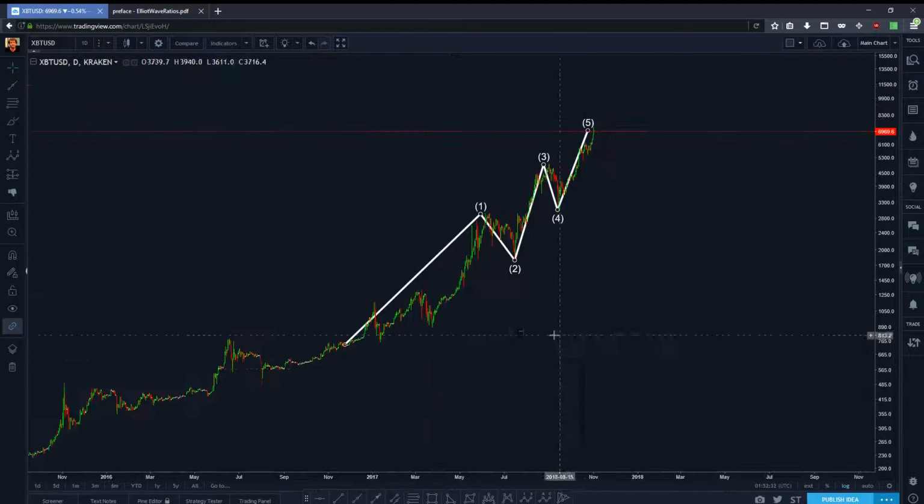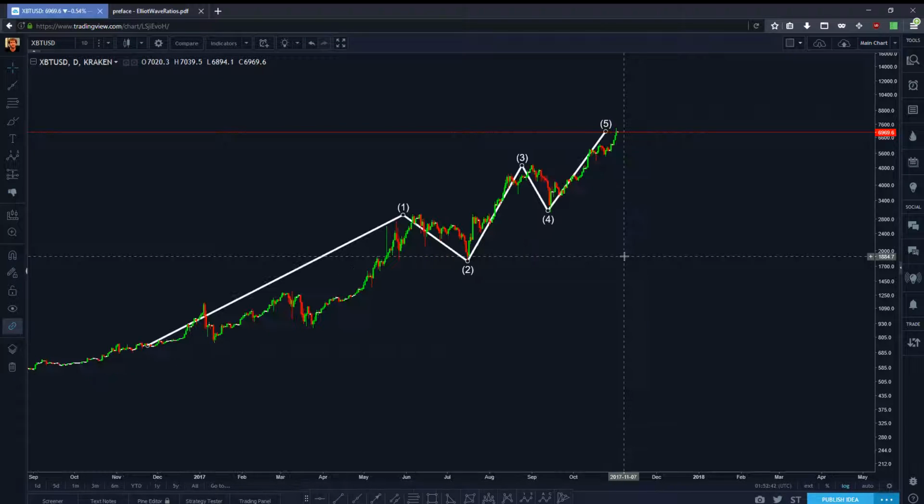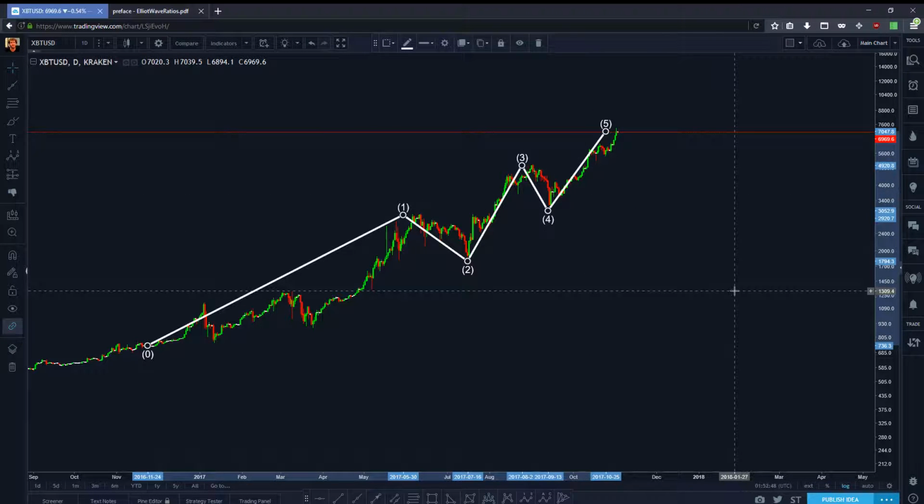What I'm going to focus on for this video is a set of subwaves that are in our current wave 5, and this is what's happening right now with Bitcoin. So I'm going to delete this for now, but that should just give you a basic overview of what I see here.